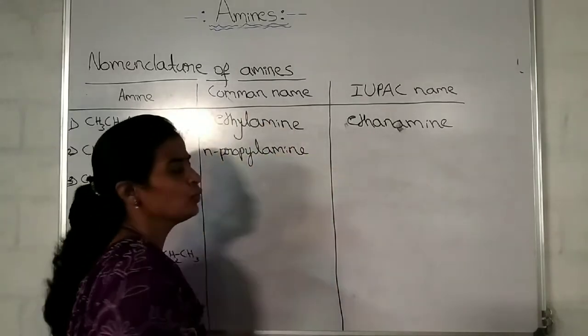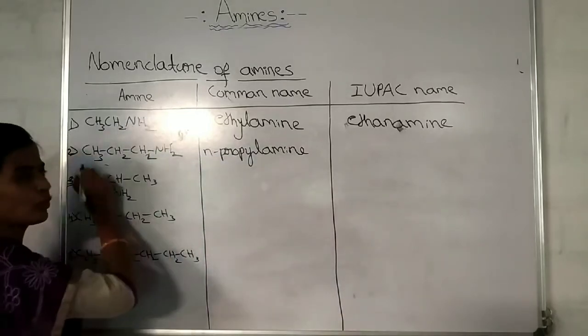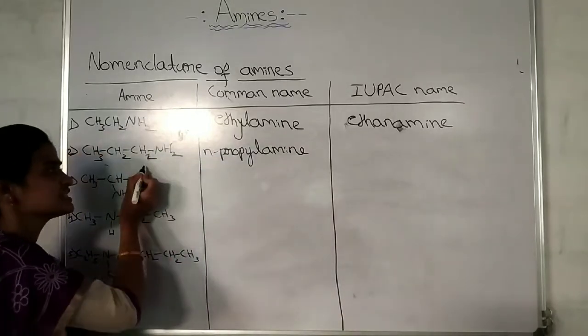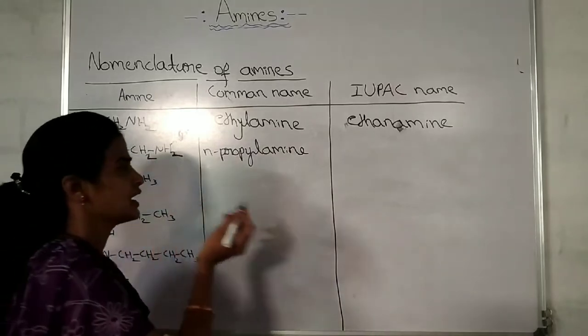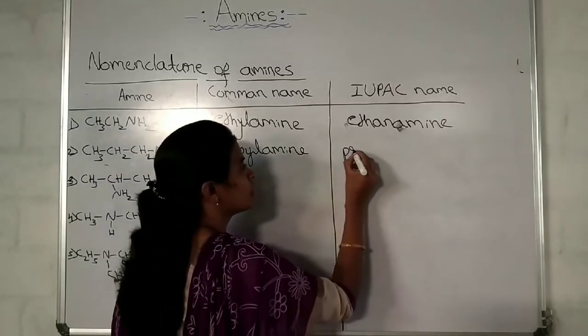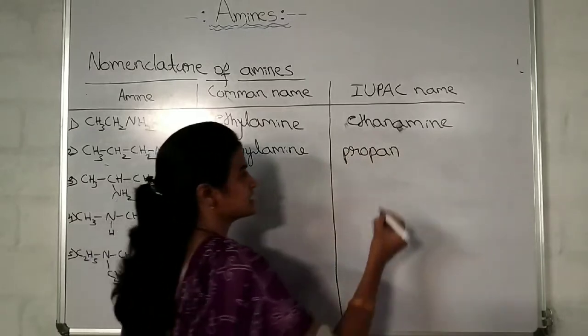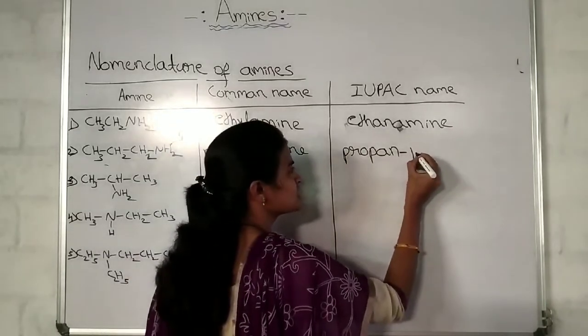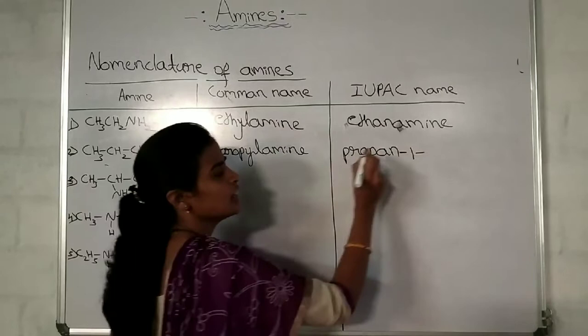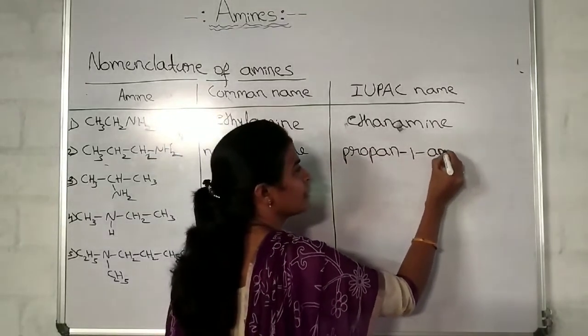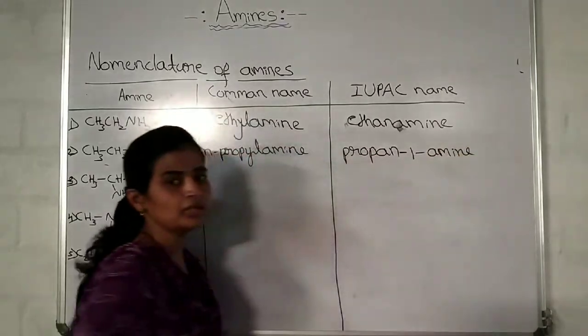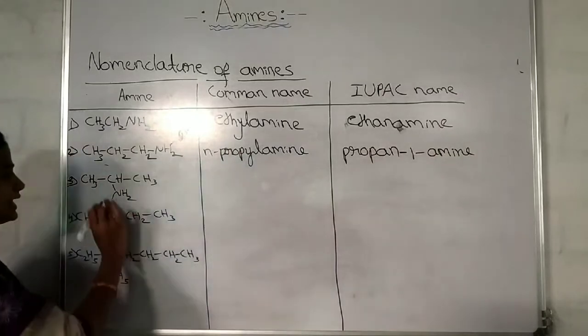What is the IUPAC name? Yes, propane is the parent, but to the first carbon atom, the amine group is attached. Therefore, propyl, the last E is replaced. For the first carbon atom, the amine group is attached. Propan-1-amine.